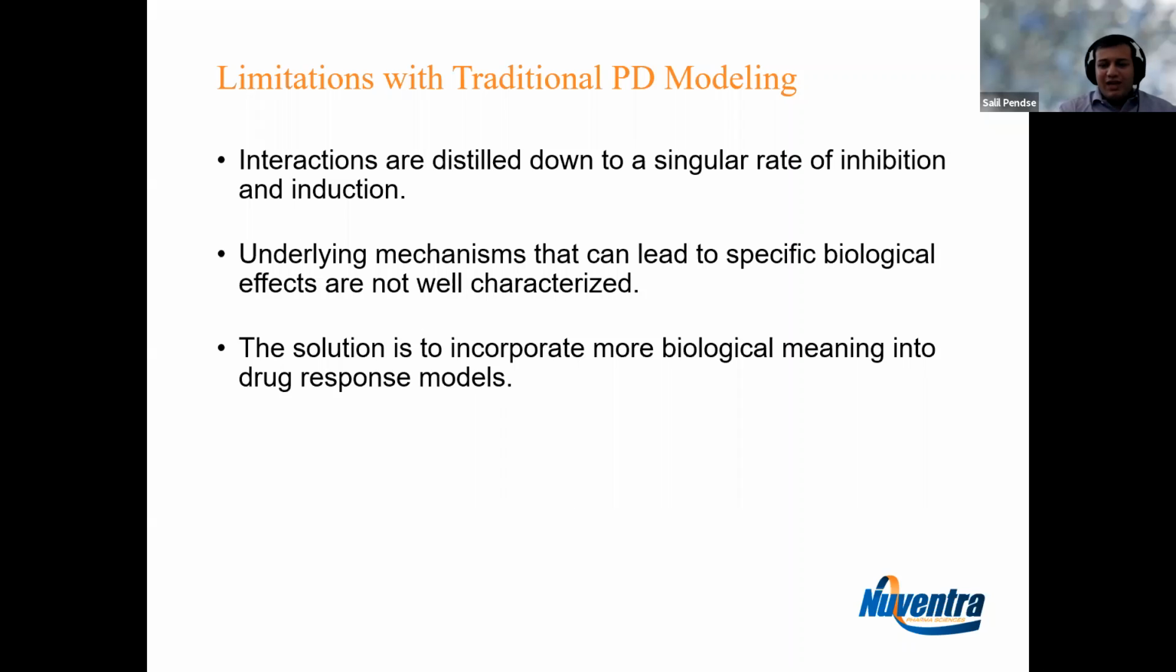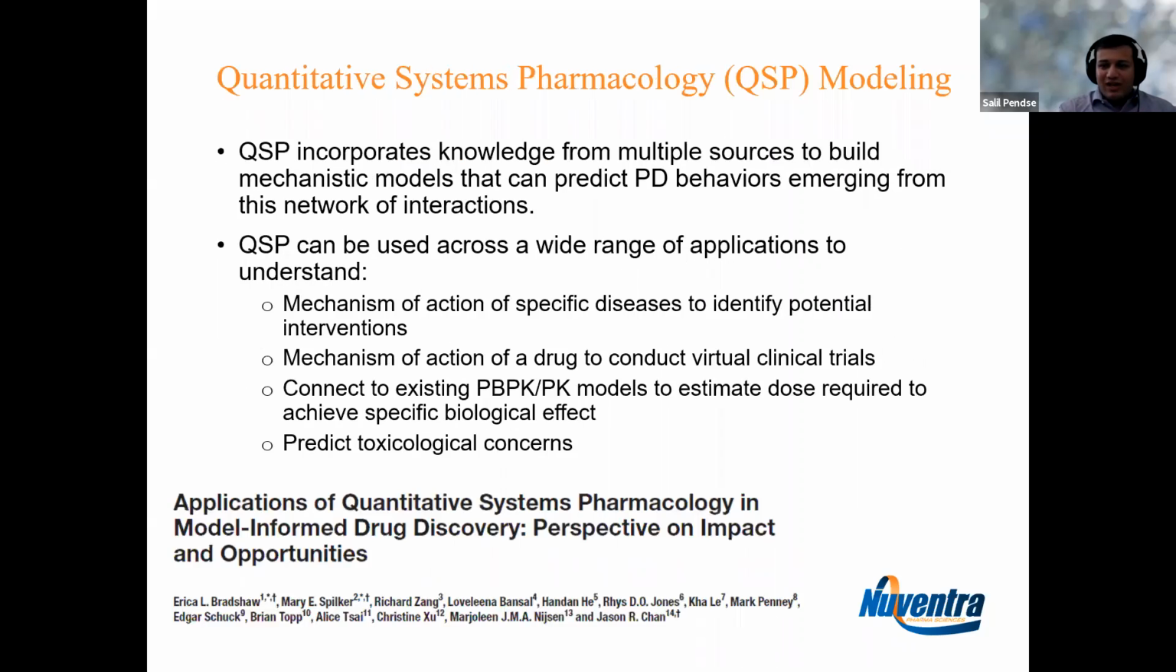And so the solution then is to start incorporating more biological relevance into these drug response pharmacodynamic models. And that is where QSP comes in. QSP, or quantitative systems pharmacology, essentially incorporates knowledge from multiple sources to build mechanistic models that are designed to capture interactions between different entities in a molecular network.